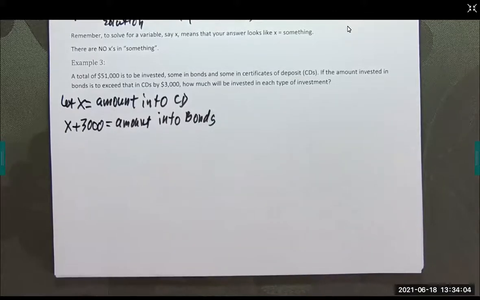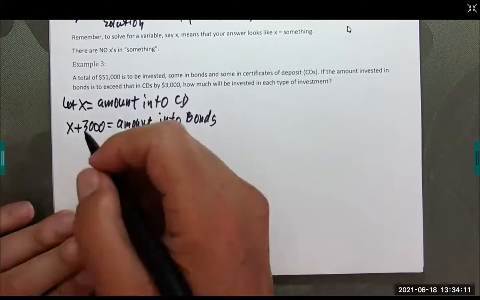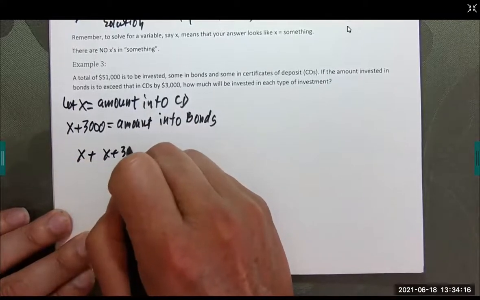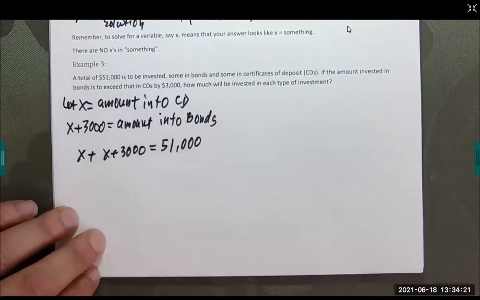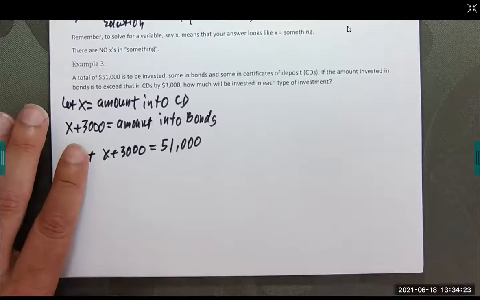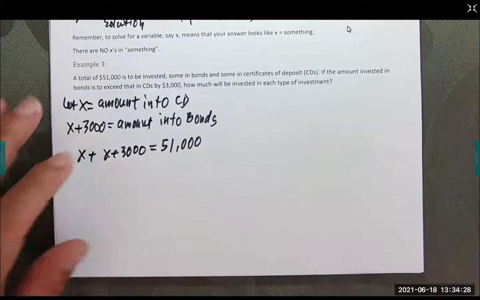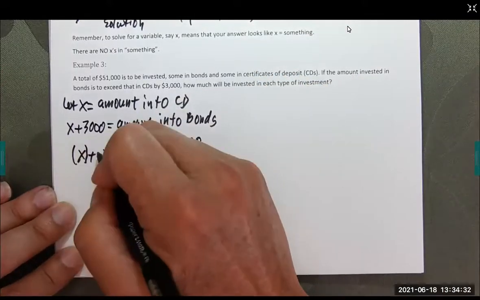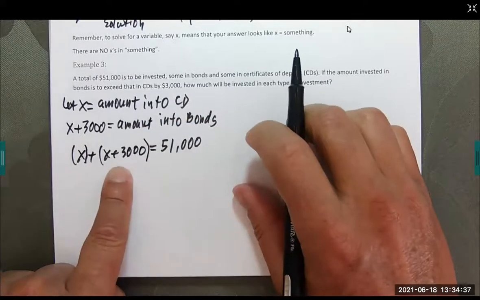Well, if I take the amount invested into the CDs and add it to the amount invested in the bonds, it should equal a total of $51,000, and then we'll have an equation to solve. So X plus X plus 3,000 equals 51,000. A common mistake on these is students won't put that first X. They'll just put X plus 3,000 equals 51,000. There are two. So this is the amount in CDs. We could even partition off with parentheses like this to really emphasize that this is the amount in CDs plus the amount in bonds is going to equal 51,000.